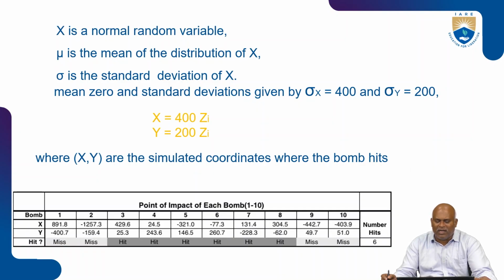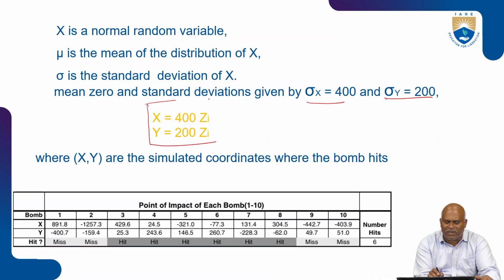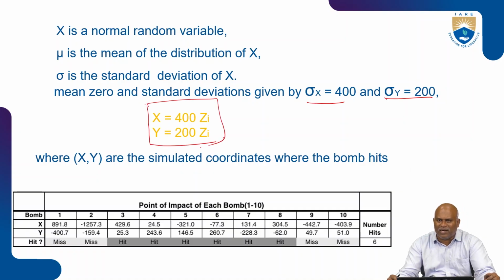The mean is 0 and the standard deviation is fixed as sigma x of 400 and sigma y of 200. So that is what I derived, the equation represented as X equal to 400 Z theta, Y equal to 200 Z phi, where X and Y are the simulated coordinates when the bomb is hit. Based on this equation, I made the probability table of points of impact for the bombs 1 to 10. Here the mean is 0 and the variance is equal to 1.